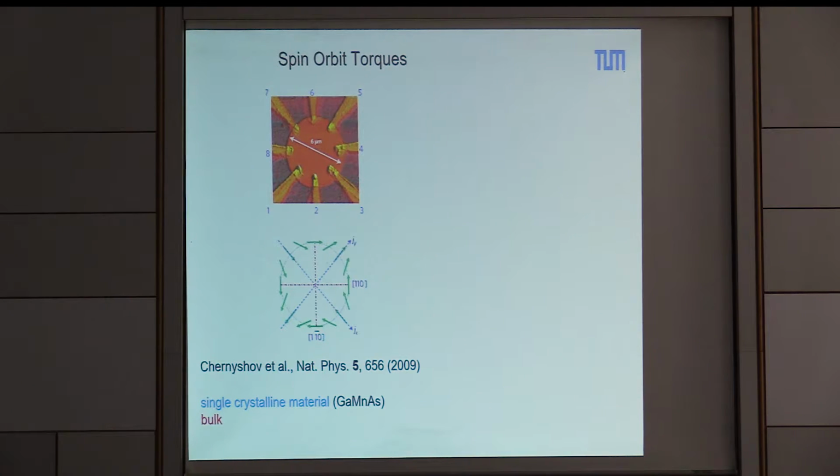All right, so this has been realized quite some time ago. This was the first paper where you actually use this effect to switch the magnetization. This has been done in single crystalline material, GaMnAs, and it's a bulk system. And you see the Sun-like structure with these current leads here. And now you can route the currents along different crystallographic directions, and you can directly see the torques that act on the magnetization, and you can actually observe switching in such a device.